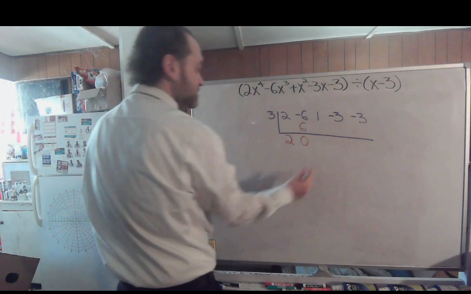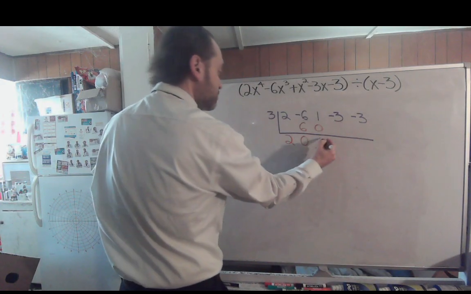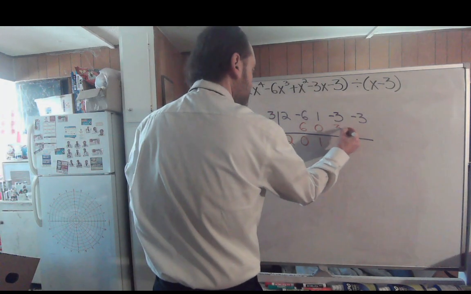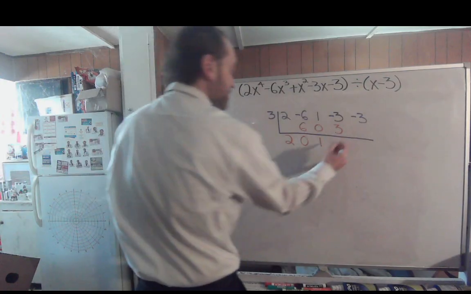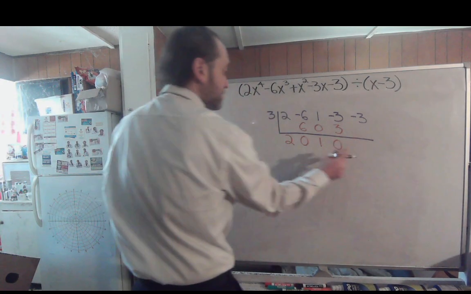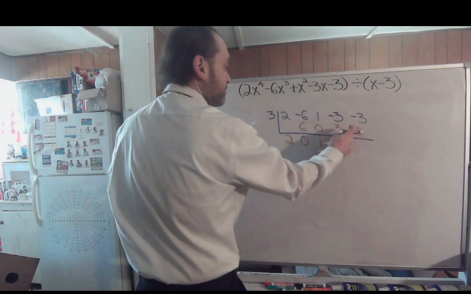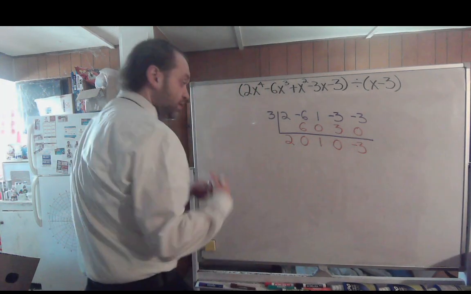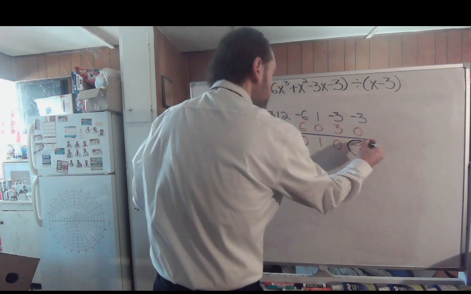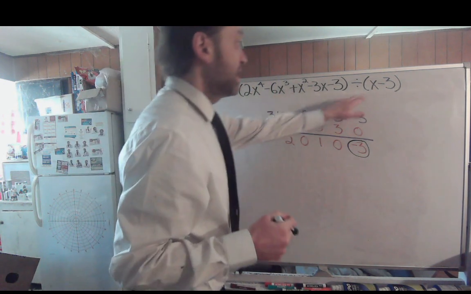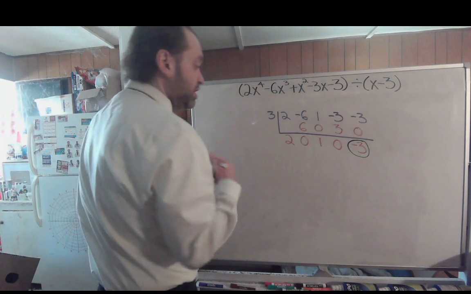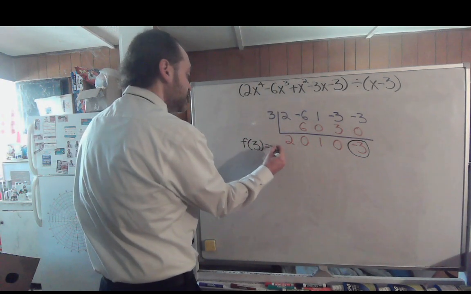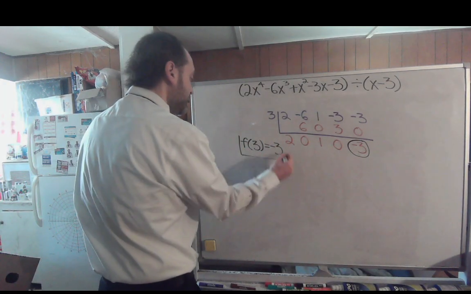3 times 0 is 0. 1 plus 0 is 1. 3 times 1 is going to be 3. Negative 3 plus 3 is 0. 3 times 0 is 0. So negative 3 plus 0 is negative 3. So you actually have a remainder of negative 3, which means that x minus 3 is not a factor of this polynomial. But we can say that f of 3 equals negative 3. We can certainly say that.